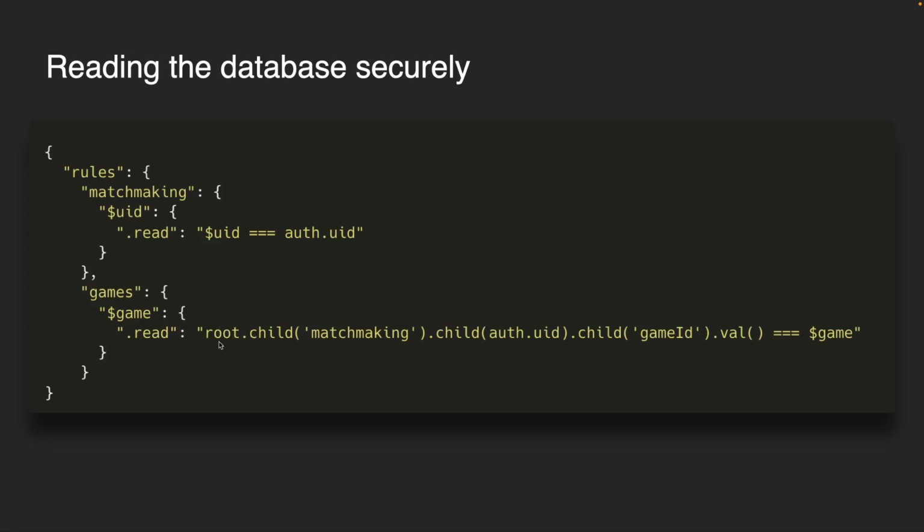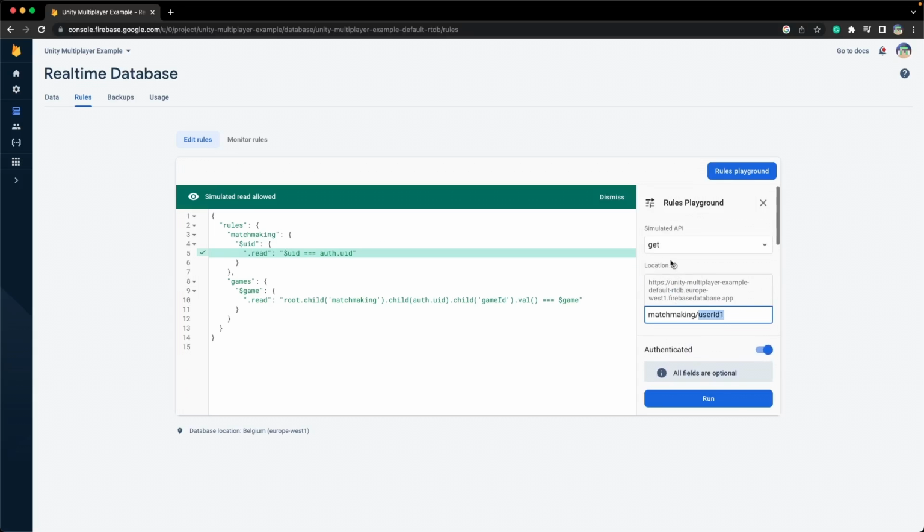So you can go to the root of the database, go to the matchmaking node, and then we are checking if, inside the user ID that the user is authenticated with, the game ID value is equal to the game. Only if that value is equal to the name of the thing we're trying to read, only then should you be able to read it. And we can test it right now.